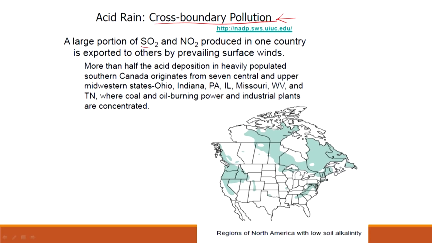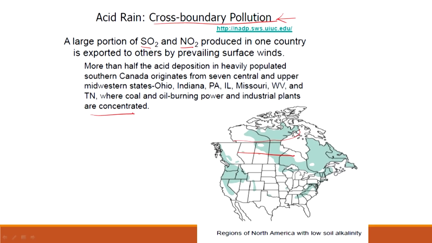A large portion of SO2 and NO2 produced in one country obviously is going to be exported to other countries by prevailing surface winds. Again, here we have the USA, and more than half the acid deposition in heavily populated southern Canada originates from 7 central and upper Midwestern states: Ohio, Indiana, Illinois, Missouri, and so on, and Tennessee, where coal and oil burning power and industrial plants are concentrated.